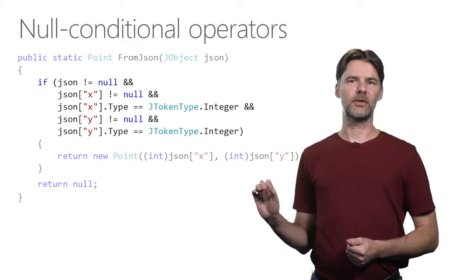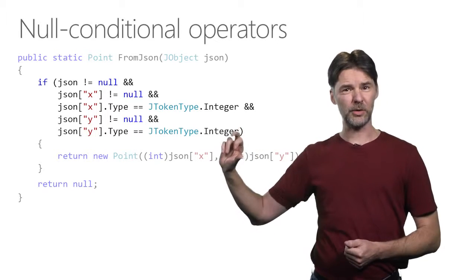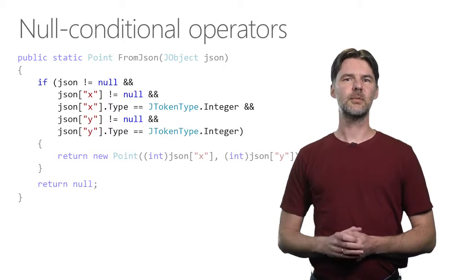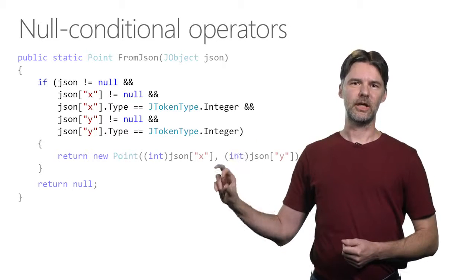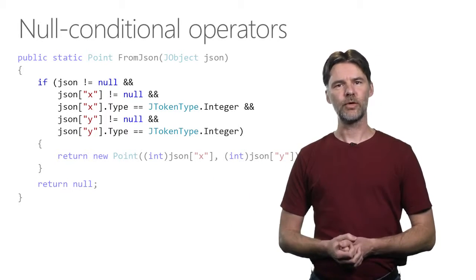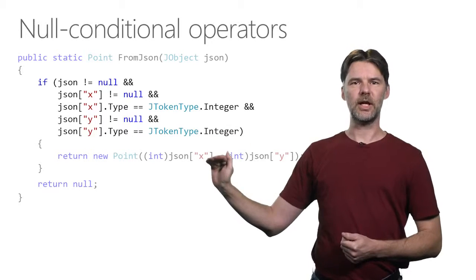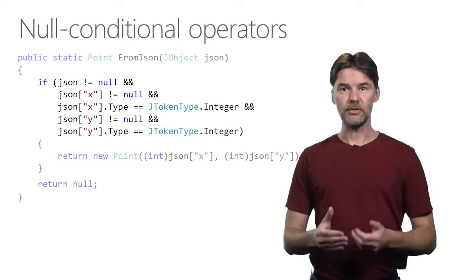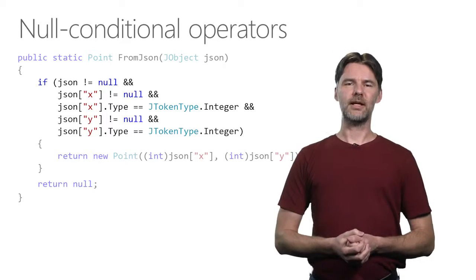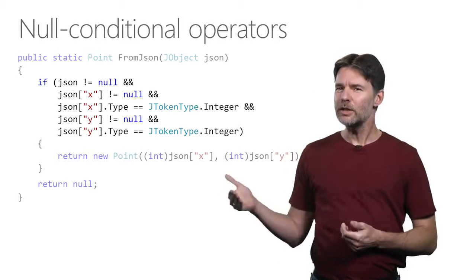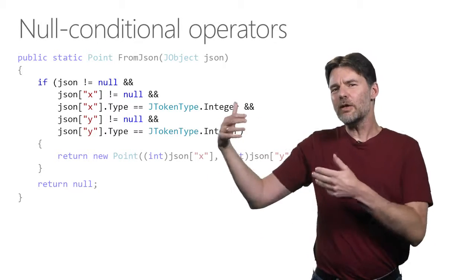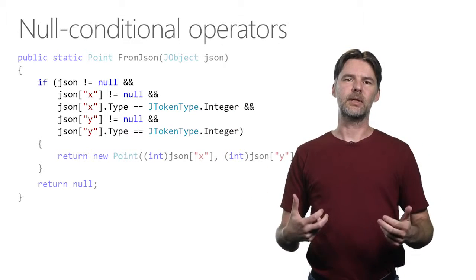The bulk of the method, though, is taken up by checking before you do that you actually can do it. And most of that checking is about checking for null. First, we check that JSON itself is not null before we index into it. Then we check twice here that the result of indexing isn't null before we access its type property. Null-conditional operators are about making all this null checking fade into the background.